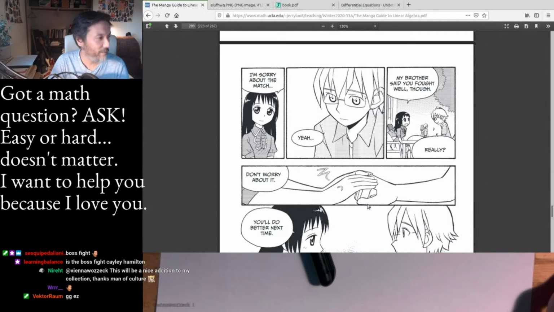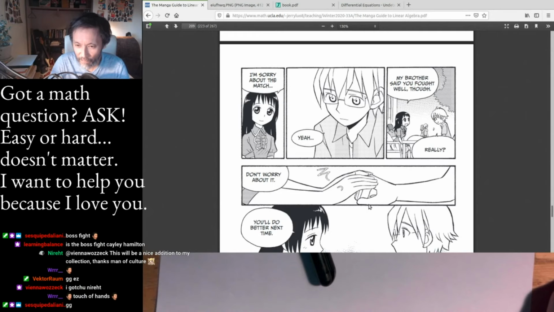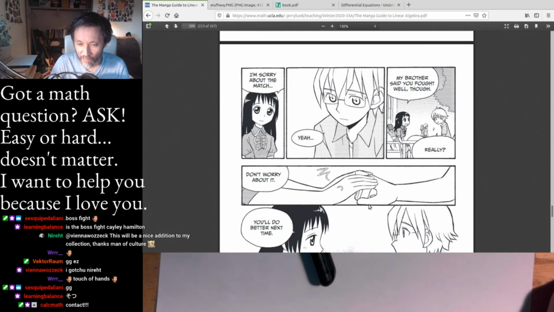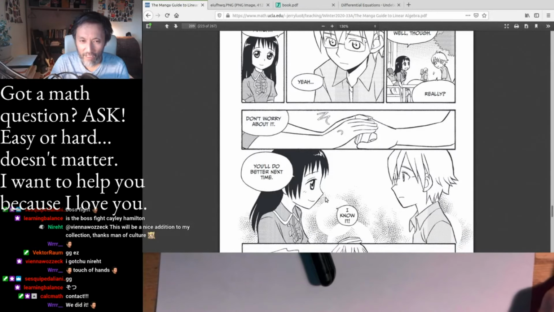She's touching his hand. There's still a gap, though.